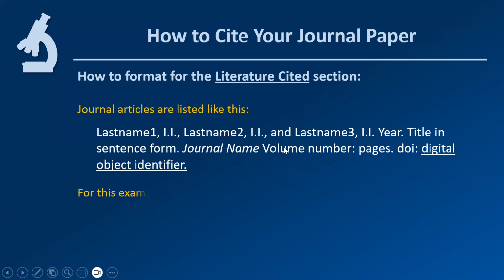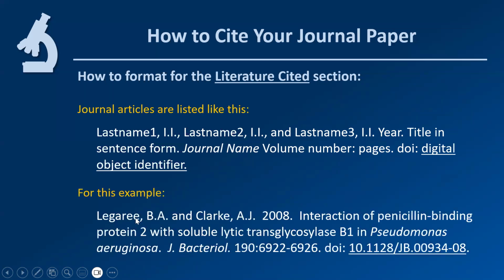So the example that I gave you looks something like this. So there we go, Legary, comma, BA, and Clark, comma, AJ, 2008, interaction of penicillin binding protein 2 with soluble lytic transglycosylase B1 in Pseudomonas aeruginosa. Notice Pseudomonas aeruginosa is in italics because it's a species name, and that is the proper way to do a species name. Journal of Bacteriology, that can be full or abbreviated, and make sure you have proper punctuation followed by the volume number and then the page numbers and the DOI.